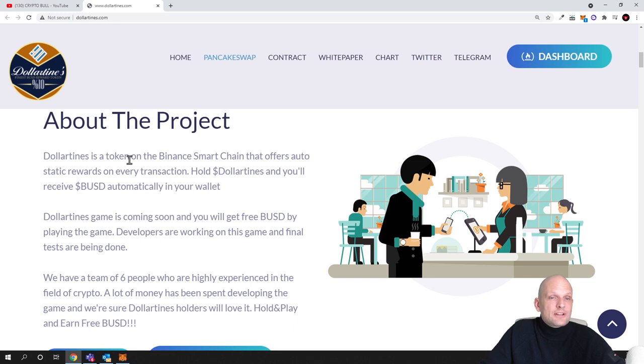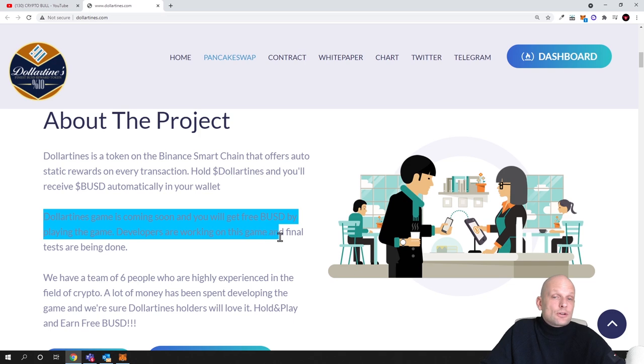So Dollartines stock is a token on the Binance Smart Chain, like I already mentioned, that offers auto static rewards on every transaction. So these 10% which we just talked about, and hodl Dollartines and you will receive BUSD automatically in your wallet. BUSD is a Binance BEP20 stablecoin, if you don't know what it is, guys. So the Dollartines game is coming soon, and you will get free BUSD by playing the game. Developers are working on this game and final tests are being done, and so on and so forth.